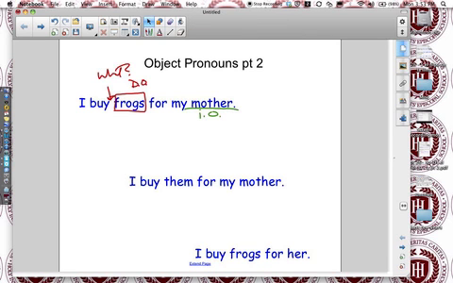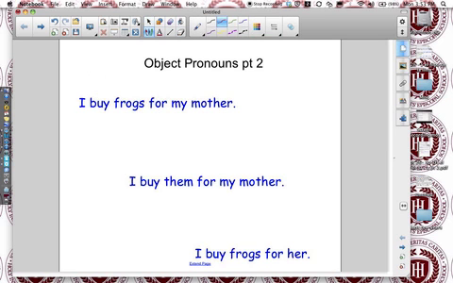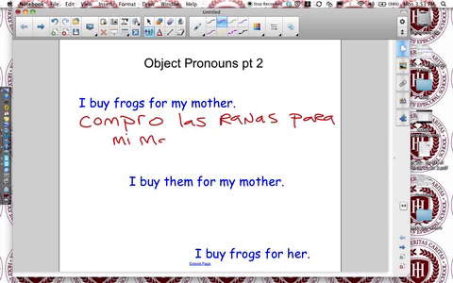And we finished it off by trying it out with a couple of sentences. So let's go ahead and do that here, just as a review. I buy frogs for my mother. Well, we know that whole sentence is simply compro las ranas para mi mamá, or mi madre. We know that ranas is the direct object, and we know that para mi mamá is the indirect object.